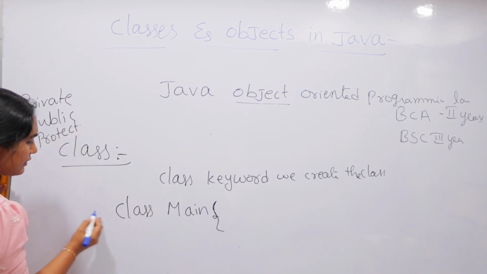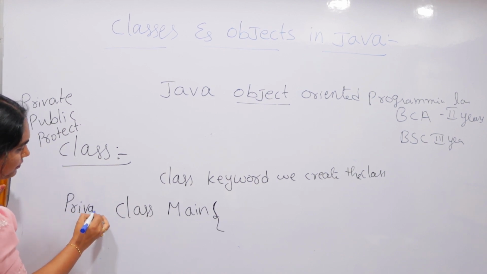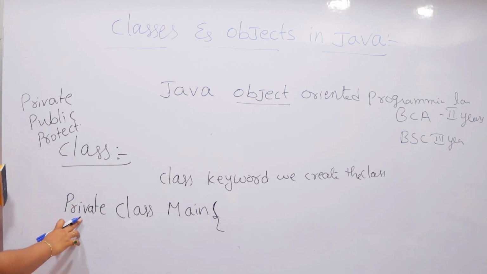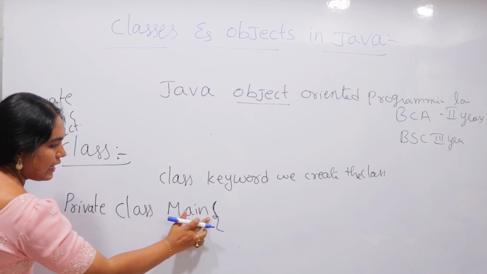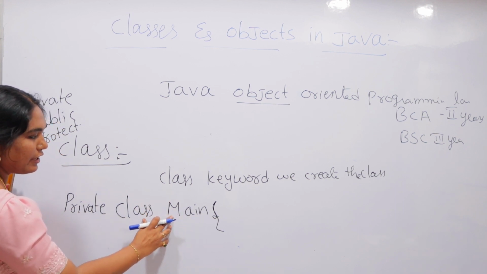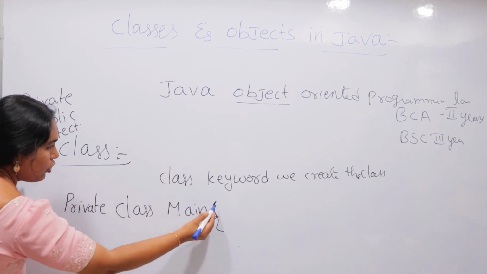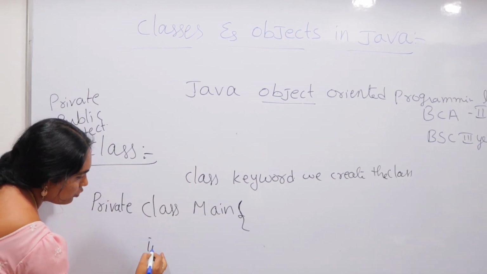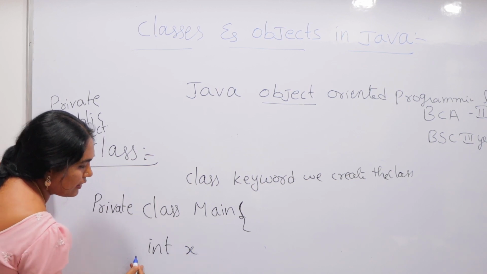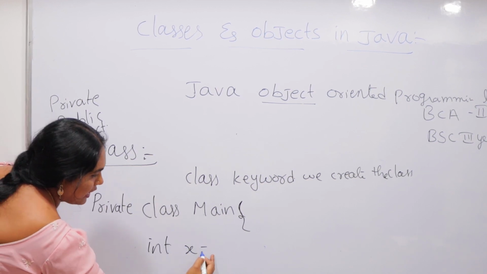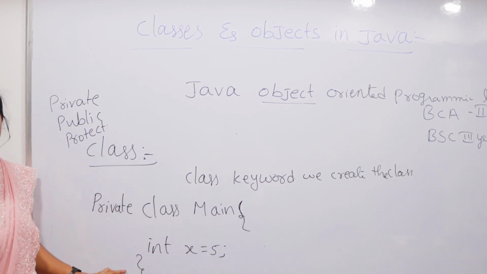Here we are using the access specifier private. Now, private class Main. The class name is Main. And you have to remember, when we are defining the class name, the first letter must be a capital letter. And open the braces. And here, whatever you want to define, those methods and attributes. For example, here I took one variable, x, and assigned it the value 5. Now, this is an example to create the class.